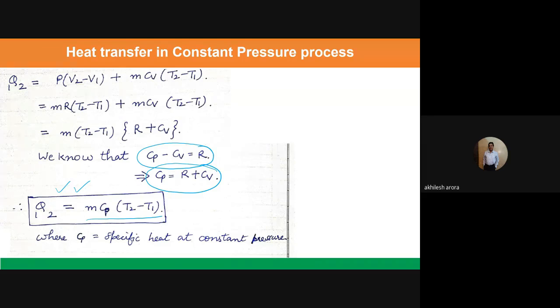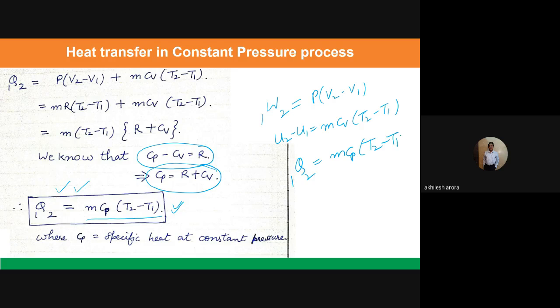So heat transfer for the process will be given by mCp(T2 minus T1). Once again, for the constant pressure process, W is given by P(V2 minus V1). Change in internal energy for constant pressure process is given by mCv(T2 minus T1). The value of Q is equal to mCp(T2 minus T1). And this is actually nothing but the sum of 1W2 and U2 minus U1. And what is Cp? Cp is the specific heat at constant pressure.